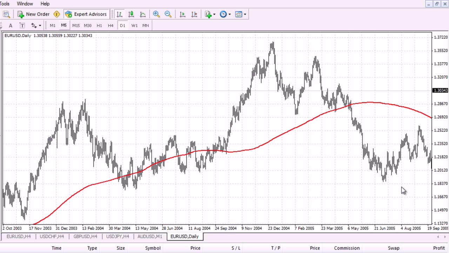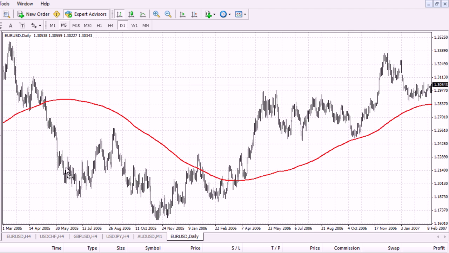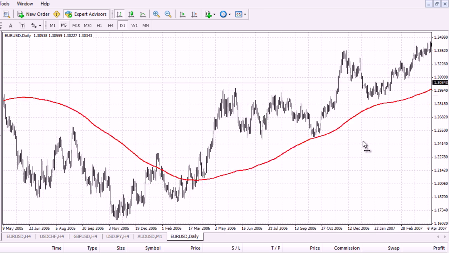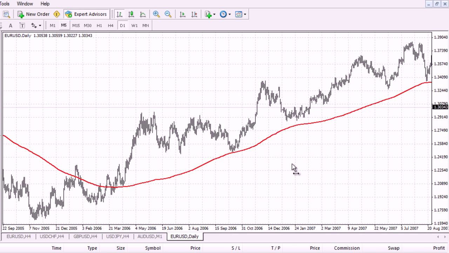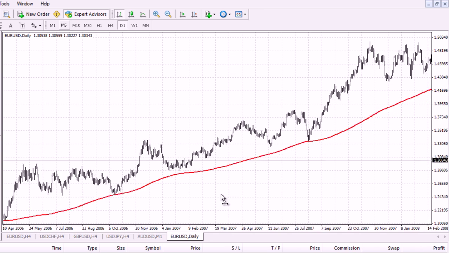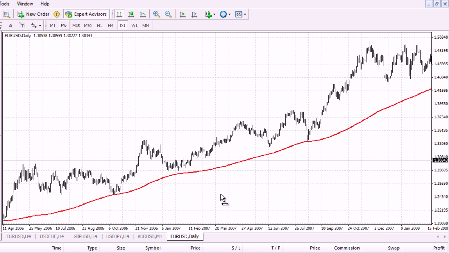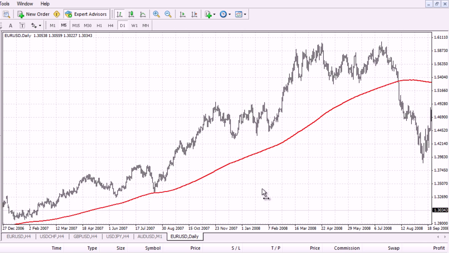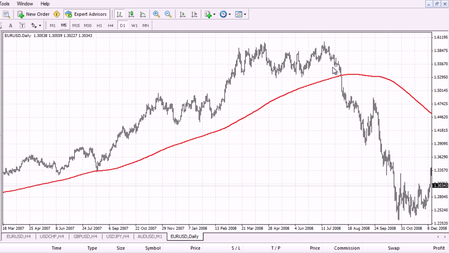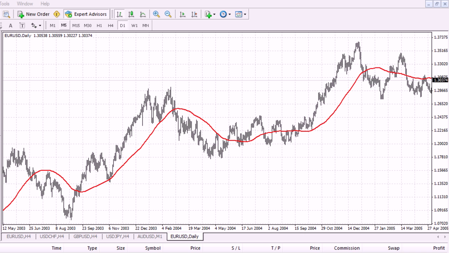Now, a 200 period moving average is often used to give an indication of the broad, longer term trend of the market. As you can see here in the Eurodollar, it was quite a good indication of the long-term upward trend between early 2006 and mid-2008, when suddenly prices broke down quite sharply. Now here we have a 55 period simple moving average on the Eurodollar chart. And it demonstrates quite nicely this idea that moving averages are most useful when a market is trending or turning from one direction to the other.